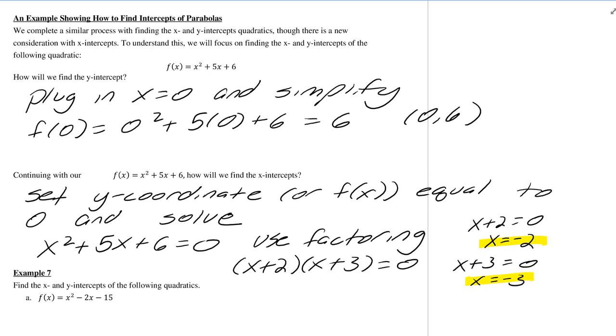To actually find the x-intercept, I have to state the point. I'm running out of room here, so maybe I'll just write this out in orange. The x-intercepts, these are the points -2, 0, and -3, 0. So you have to actually state them as points.